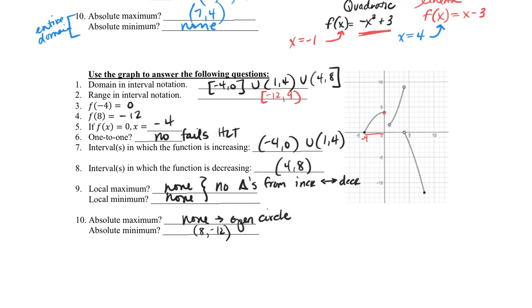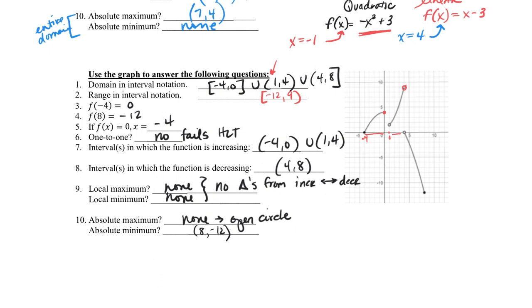Again, closed circle, so that'll be a bracket. And then I don't have any x values between 0 and 1. So I'll have a union symbol there indicating that break. And then at 1, I have an open circle. So that's the reason that I have my parenthesis there at 1. And then all the way across to 4, again, open circle.